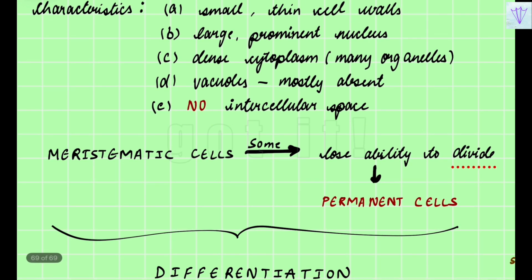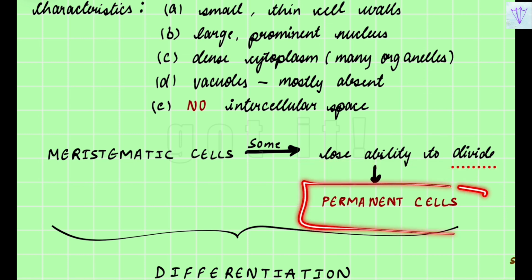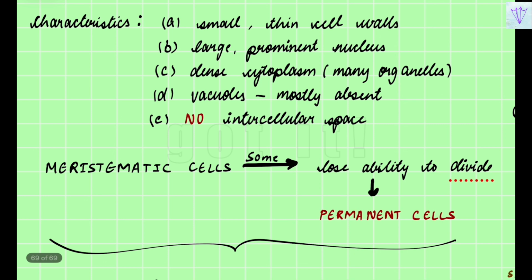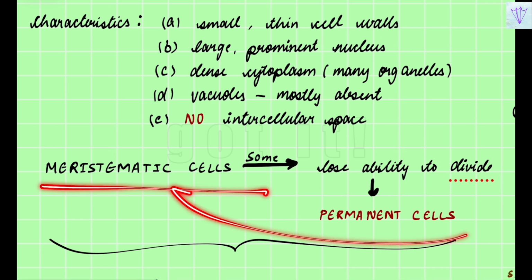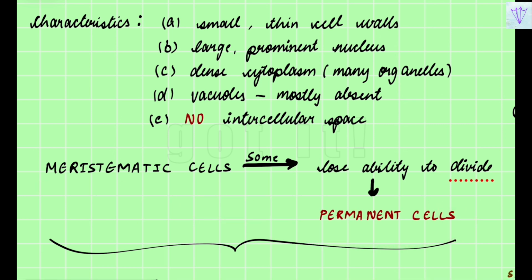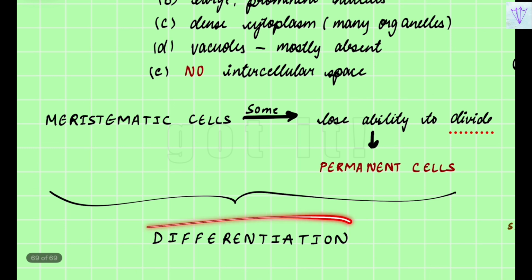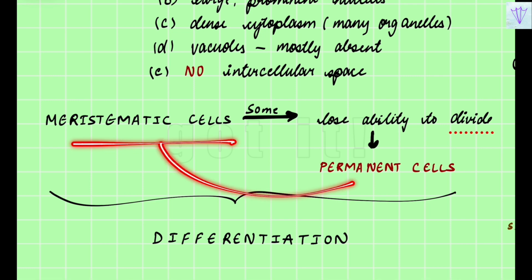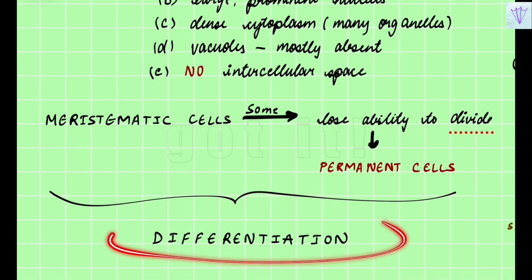Some of these meristematic cells, after a period of time, will lose their ability to divide, and they will become permanent cells. The process by which the meristematic cells become permanent cells is called differentiation.